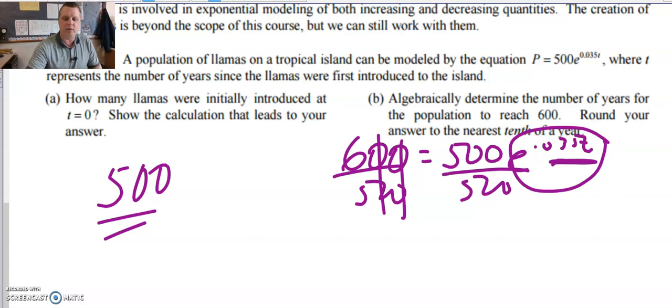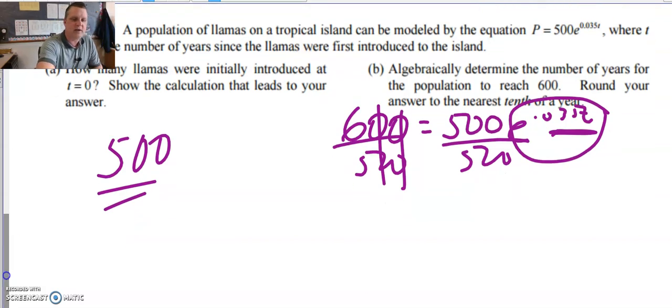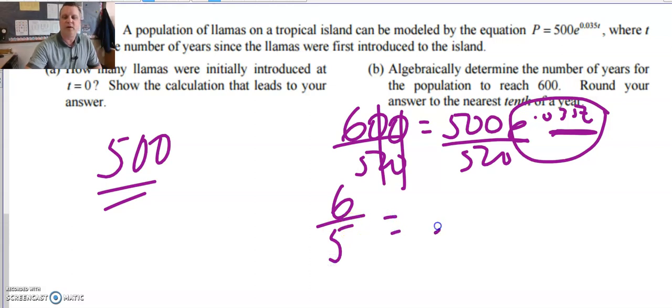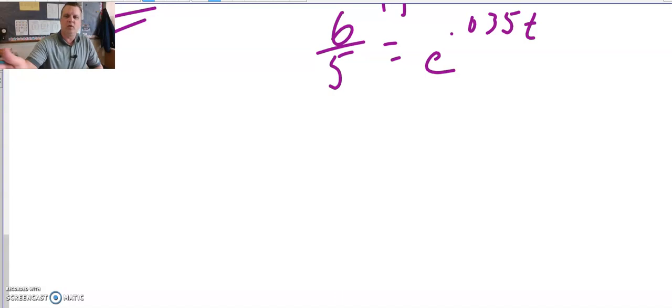Now, just leave it as 6/5. That's fine. Some of you guys are putting it in the calculator, and if it's a terminating decimal, no big deal. But if it's a non-terminating decimal, you don't know where to stop. So you just leave it as a fraction. Makes it easier. So there's your new equation.